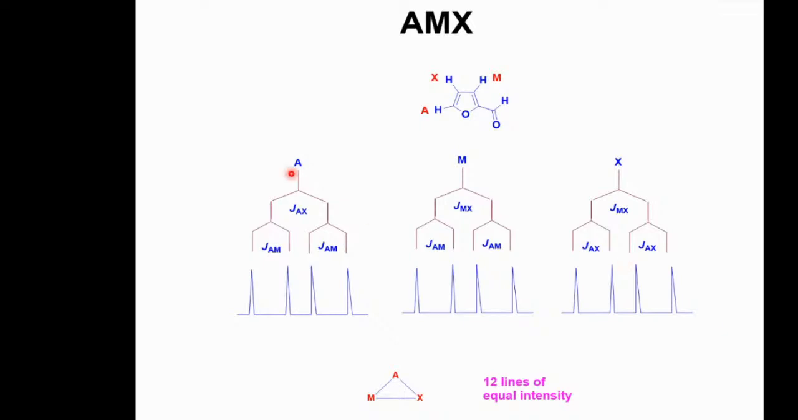So you get three bunches of double doublets in this case. And there is internal consistency as well, because you can measure this JAX here as well. Similarly, JMX can be measured here. Similarly, JAM can be measured here. So you get three bunches of signals, 12 lines of equal intensity.